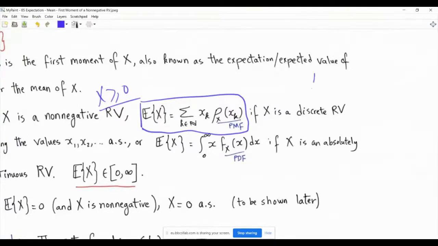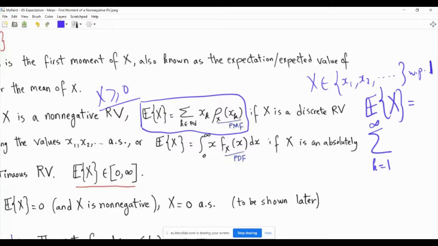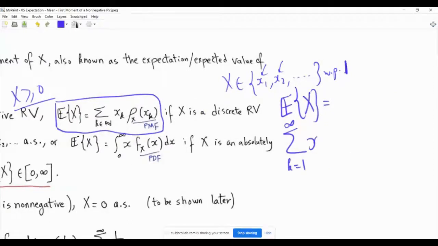Okay, so if the random variable takes the values x1, x2 with probability 1, if this is our discrete random variable, then its first moment, written as E of X, is basically a summation, k from 1 to infinity, of those values, each one weighted by its probability. So xk, the values taken by the random variable, multiplied by the probability.